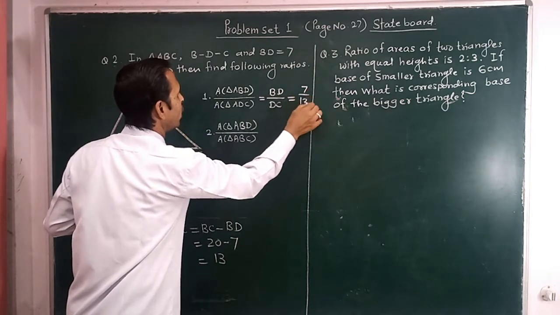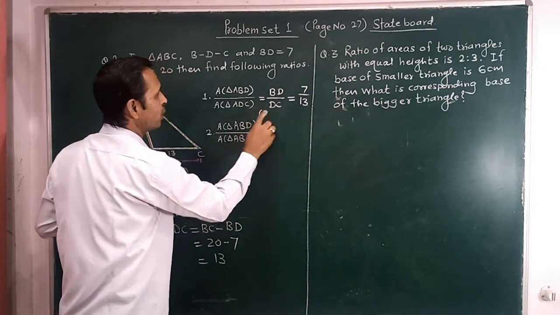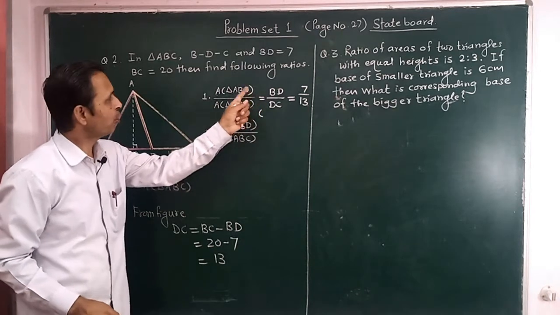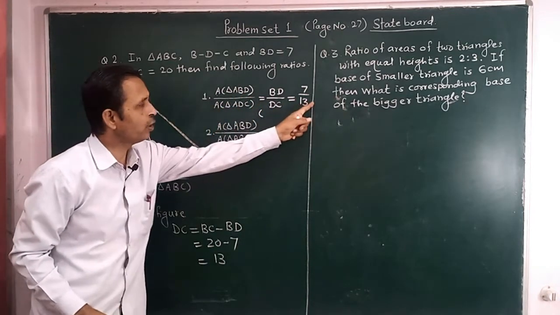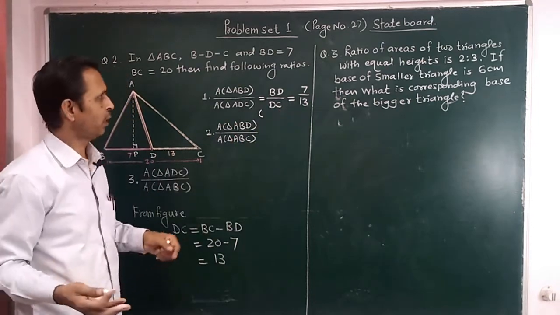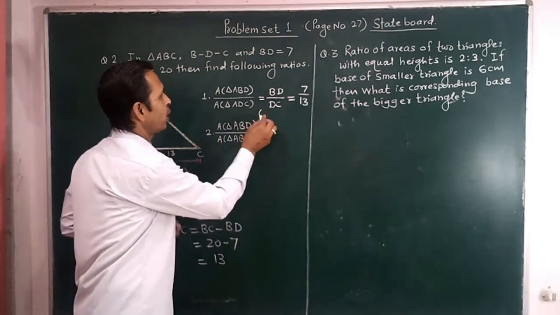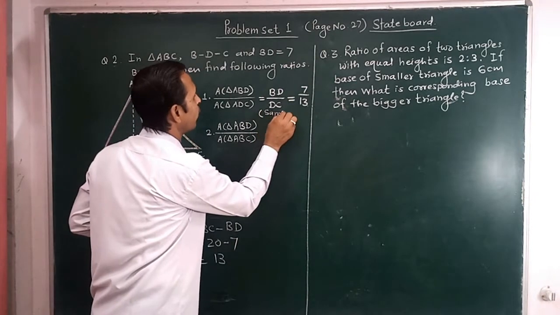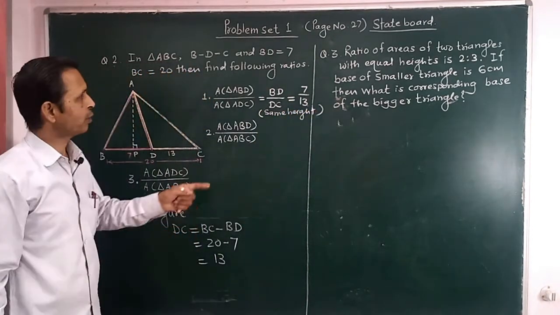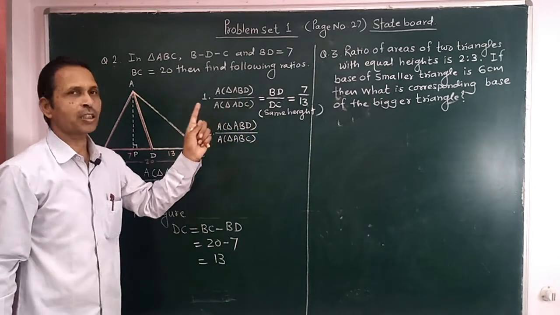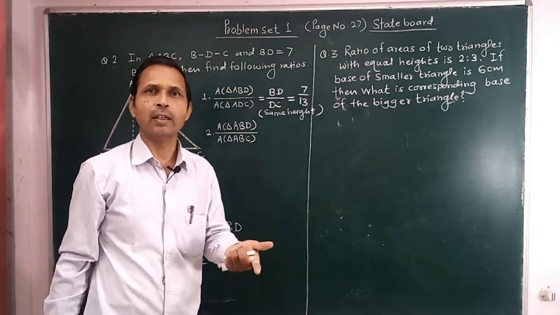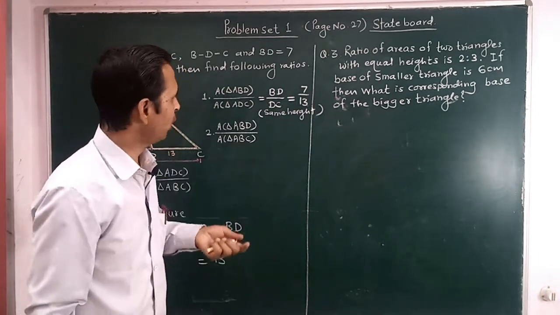Now what is the reason for this statement? Why do we write such a ratio? Because these two triangles have the same height but different bases, and that's why we write such a ratio. Same height but different base, and that's why the ratio of areas is equal to the ratio of the corresponding bases.